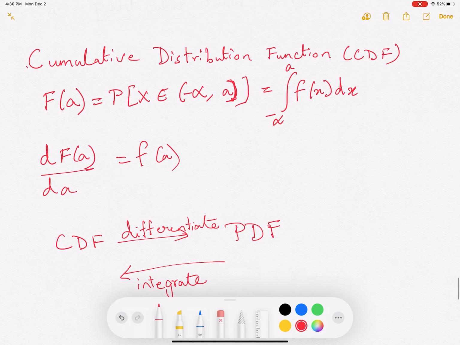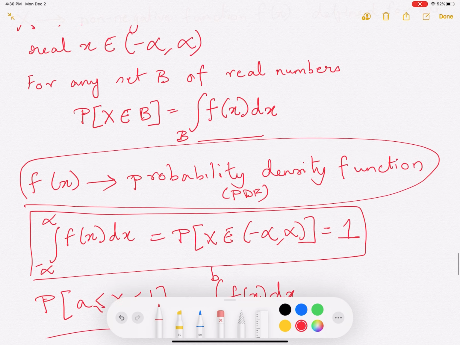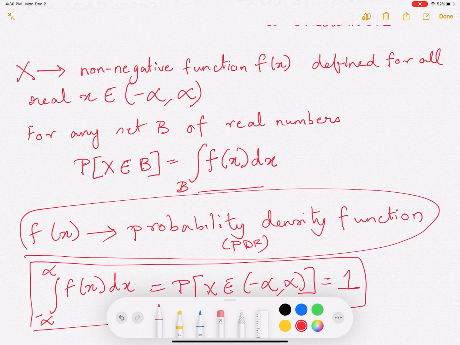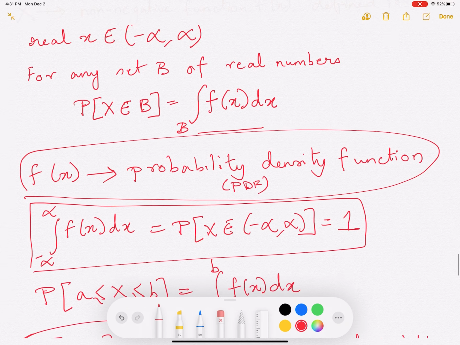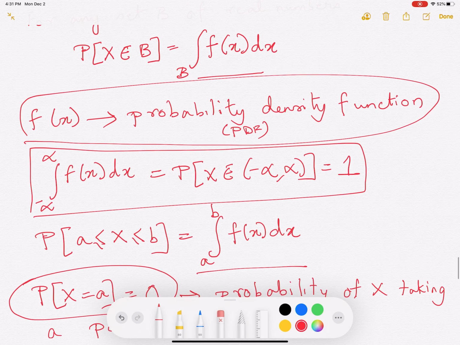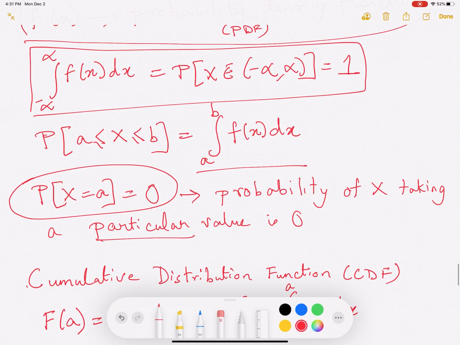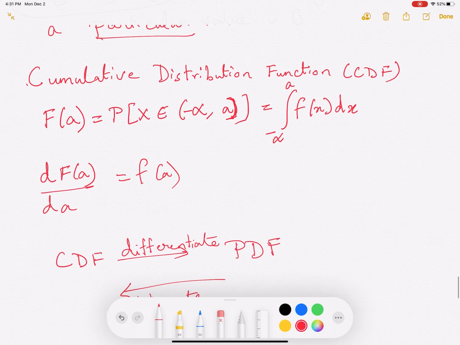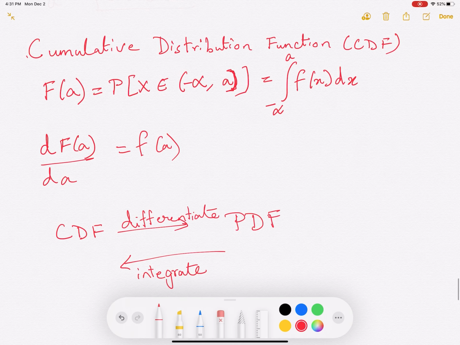So just to recall all the things that we studied, we started off by defining what a continuous random variable is, and we looked at fx, that is the probability density function. Then we said that if you integrate the probability density function, all the probabilities just add up to 1. That's what we get here. Then we talked about how the probability of x taking a particular value will always be 0. Then we finally discussed the CDF, or the cumulative distribution function.